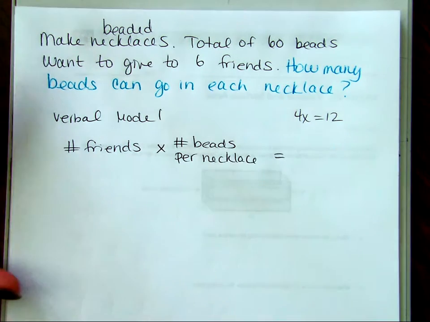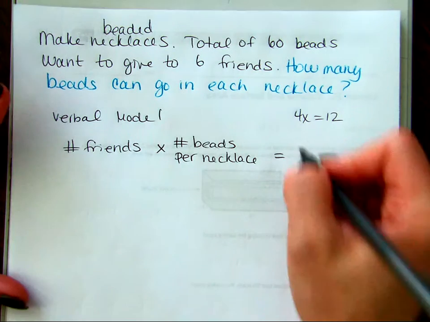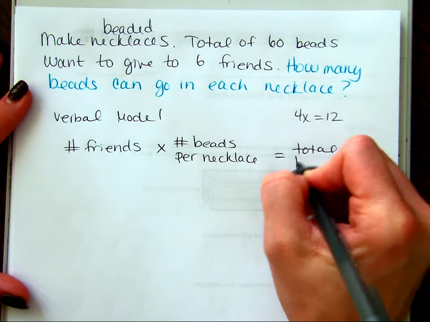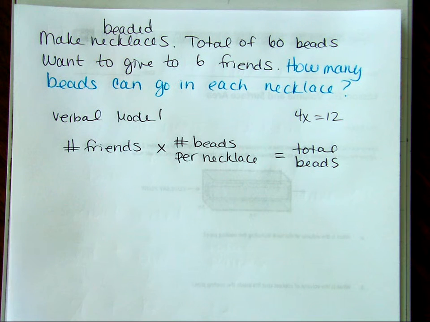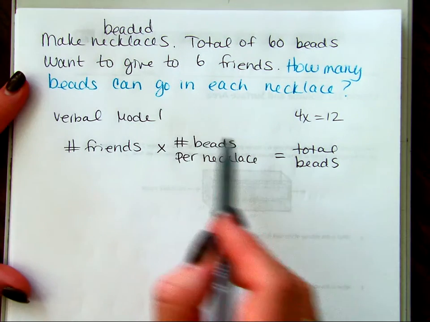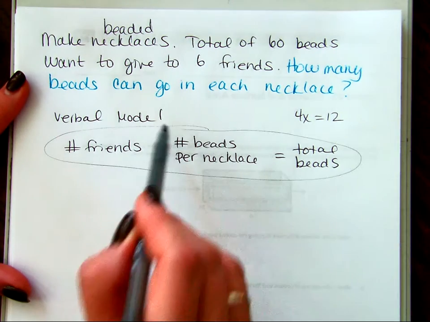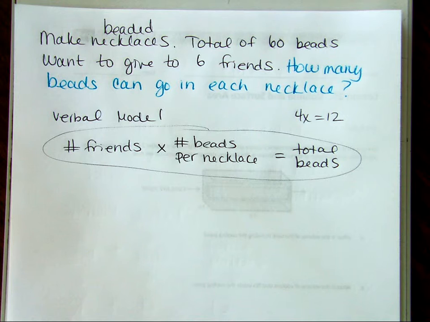And when you multiply those two together, it has to equal the total number of beads that you have. Otherwise, you're not going to have enough necklaces. You're not going to have enough beads. So this part right here is really where all the thinking takes place.